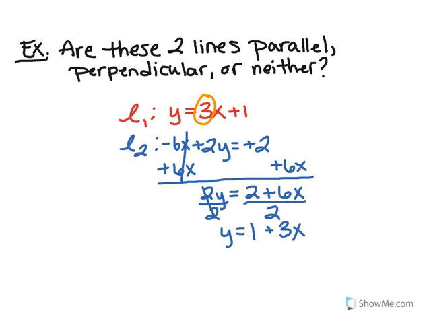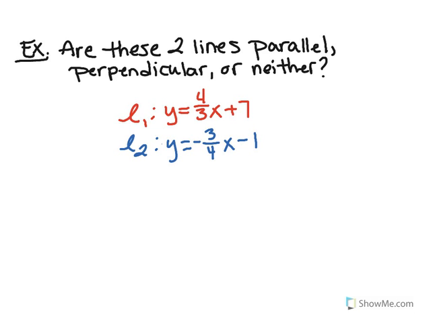Now notice right now that the coefficient of x is 3 as well, and that represents my slope. So these lines are in fact parallel. And the way I would formally write that out is like this. Line 1 is parallel to line 2. Let's take a look at another problem like this.